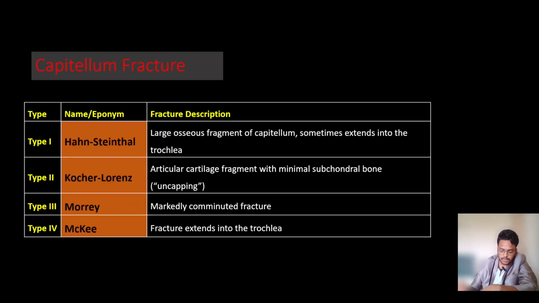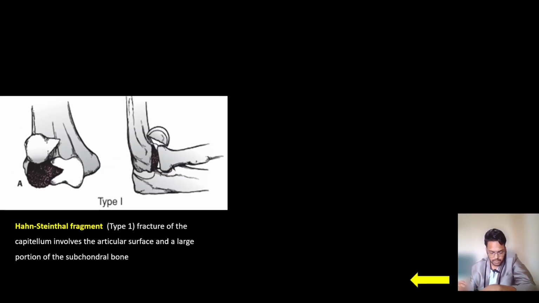Coming to capitulum fractures, this is a little bit interesting because we have different names for each type of capitulum fracture. Here are the 4 types of capitulum fractures. The first one is called the Hahn-Steinthal fragment. The second one is called the Kocher-Lorenz fragment. Third is the Morrey fragment, and type 4 is called McKee's fragment. We will see the image and we will come to the description. You will understand better.